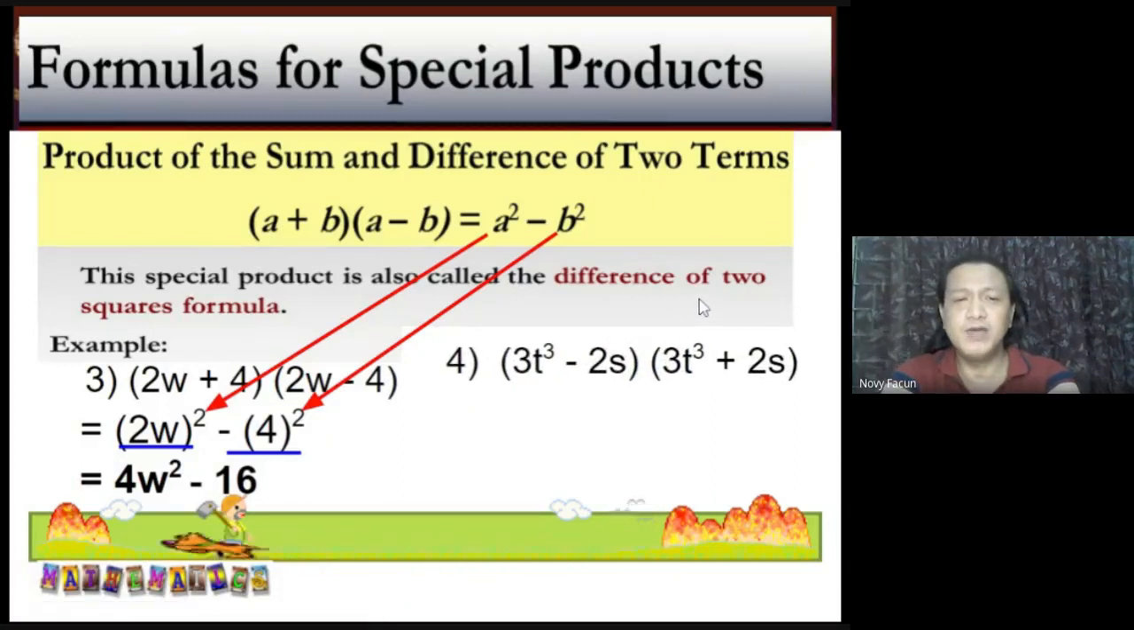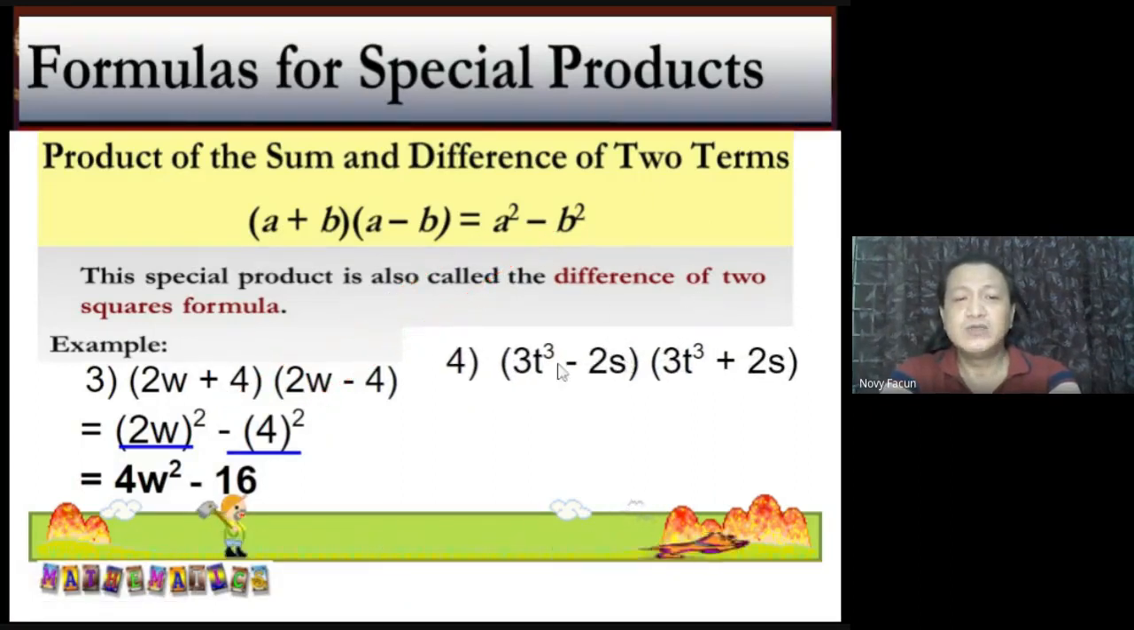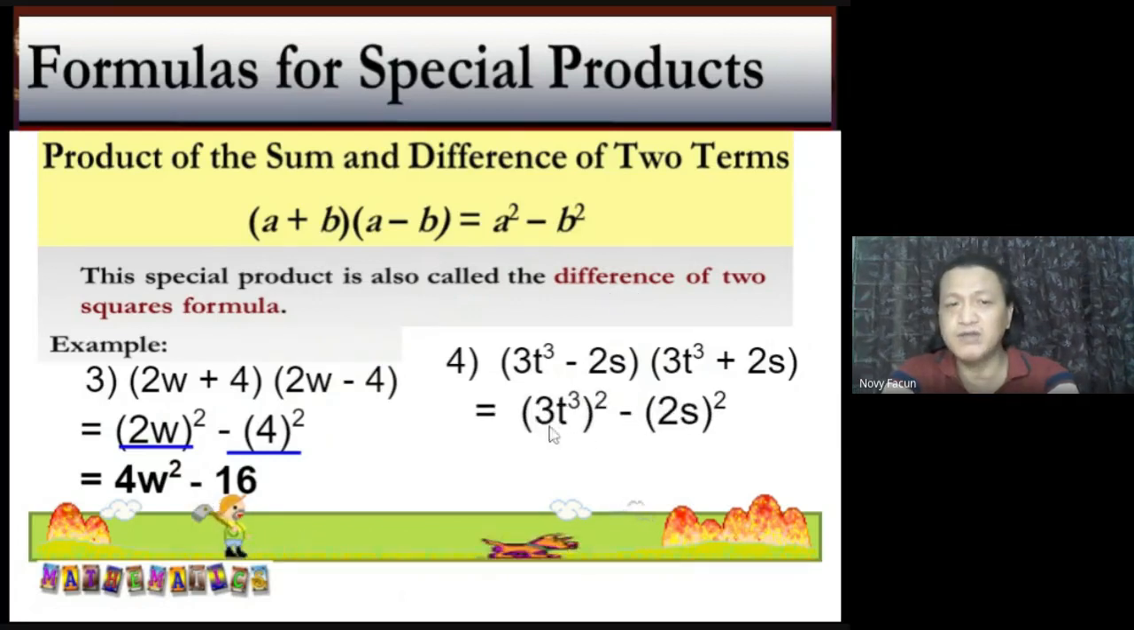Okay, so another, we have number 4. So what if the given is 3t cubed minus 2s times 3t cubed plus 2s? So same pa rin yung formula natin kasi nga magkapares pa rin yung first term tsaka yung second term mo. So alam mo dapat na difference of two squares. So that is substitution, square the first term and also the second term.